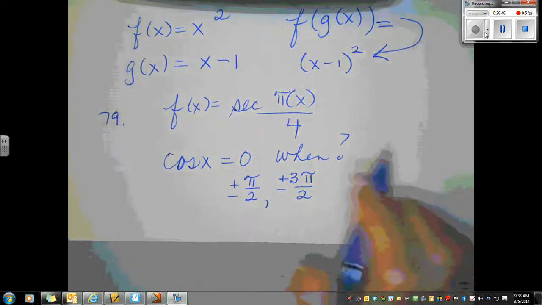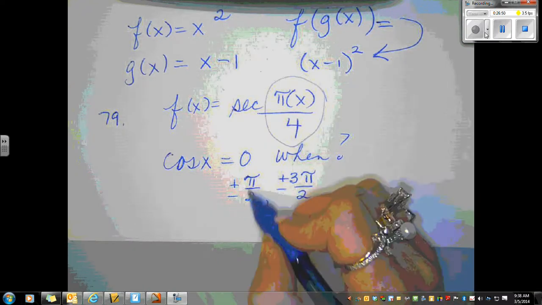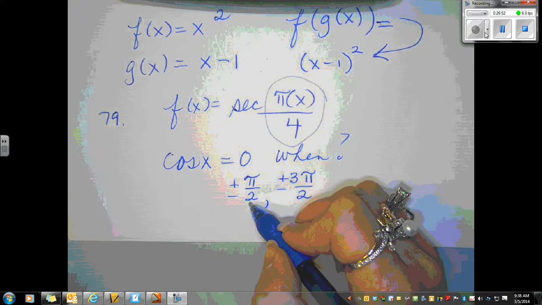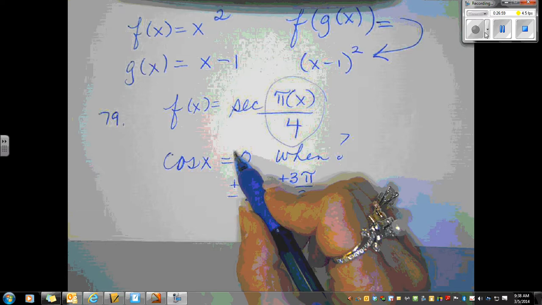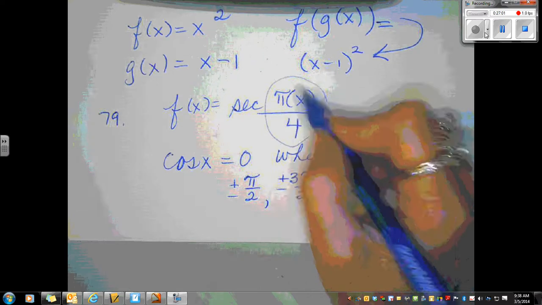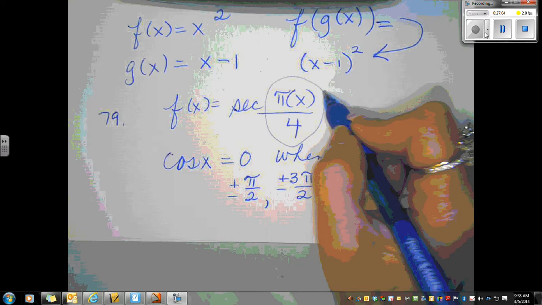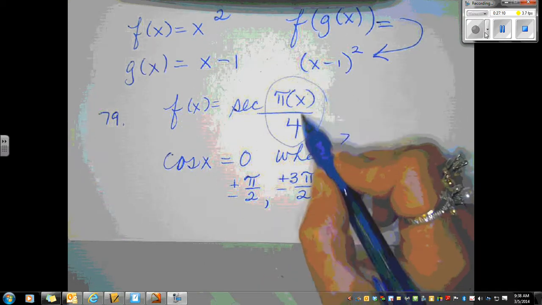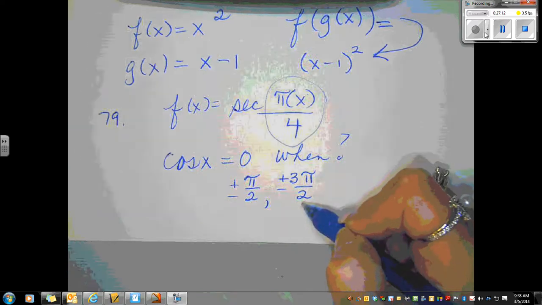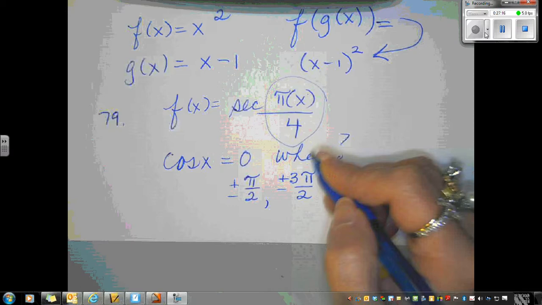So if this comes out to be pi over 2, then the secant is going to be undefined, because if cosine is equal to 0, wouldn't secant be 1 over 0? So if this comes out to be pi over 2, or 3 pi over 2, then I'm going to have undefined. So there's going to be lots of these intervals.